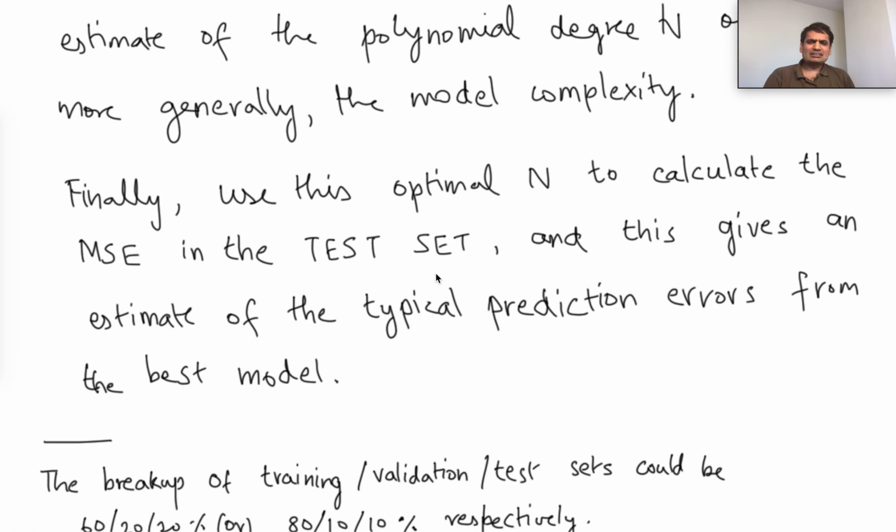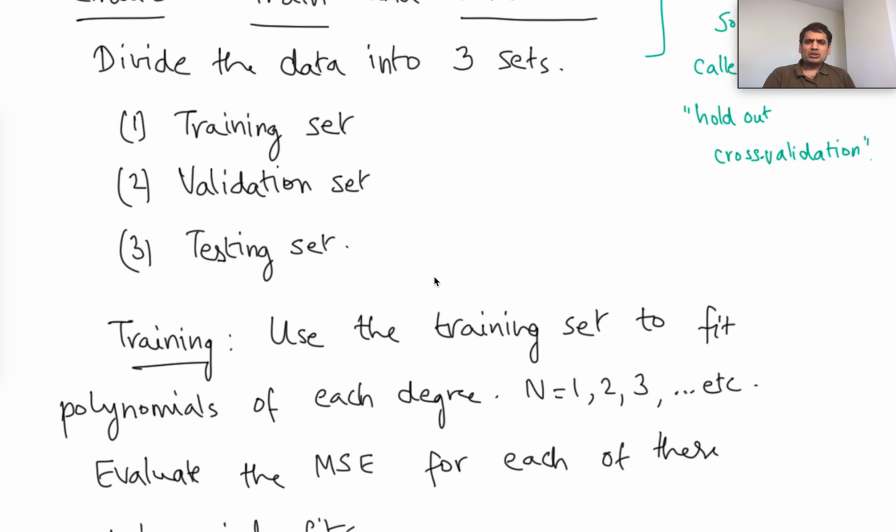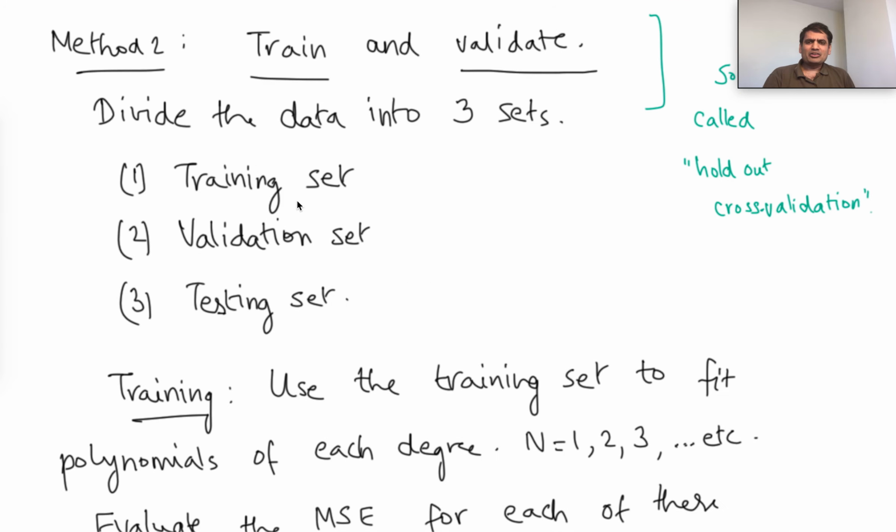So what's the third set for? Recall that we use three different sets. Use the training set to actually fit models of different complexity, validation set to actually test how the mean square error goes down and then up, and then you pick the optimal value of n that minimizes the validation error. And then the testing set is kind of a test of your optimal value for the model complexity, right?